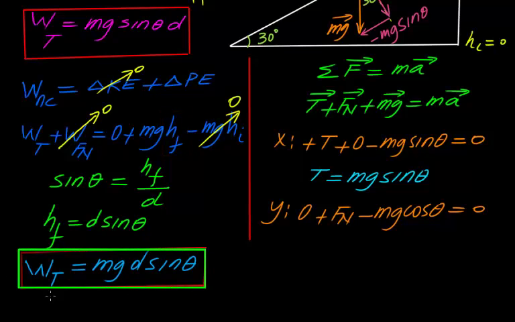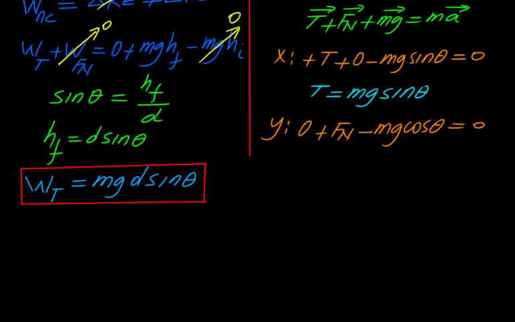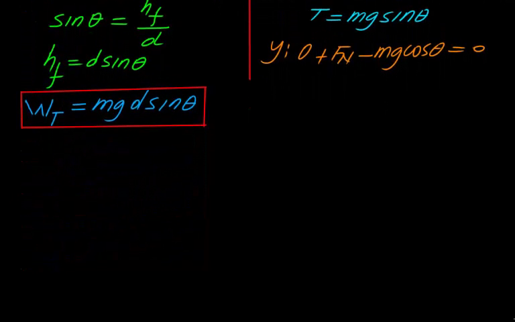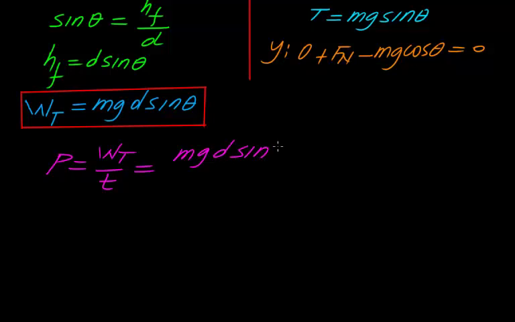Notice that this expression that I have obtained for the work done by the tension is exactly the same as the expression that I have obtained earlier using the first method. Choose whichever method you want, the result is going to be the same. Now that we have established the relationship for the work done by the tension, we can find the power. We use the work done by the tension divided by the time t. The work done by the tension is mg d sine theta, which is the inclined angle, divided by the time t.